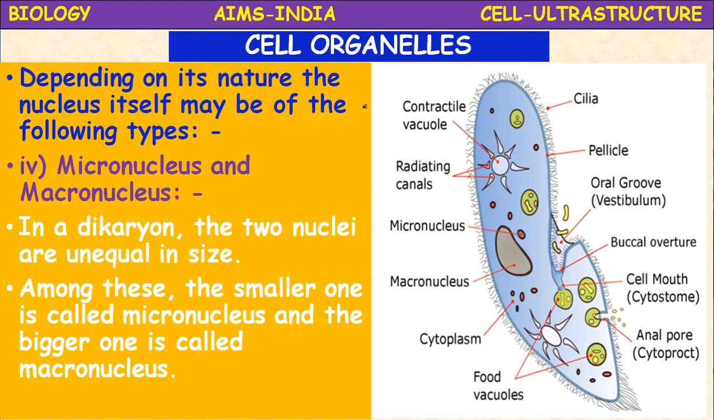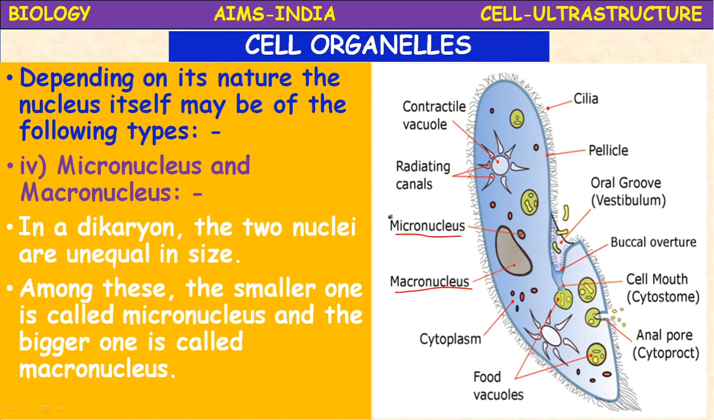For example, what is this animal, children? What is this structure? This is paramecium. A paramecium is a unicellular organism, a protozoan, a eukaryotic cell. It possesses two nuclei inside. It's a dikaryotic cell. One is the large one, called macronucleus or meganucleus, and the smaller one is called micronucleus. These two nuclei perform different functions. The macronucleus performs vegetative functions, means digestion, respiration, excretion, like that, and the micronucleus performs the reproductive function.